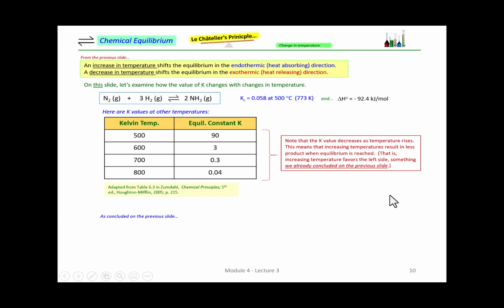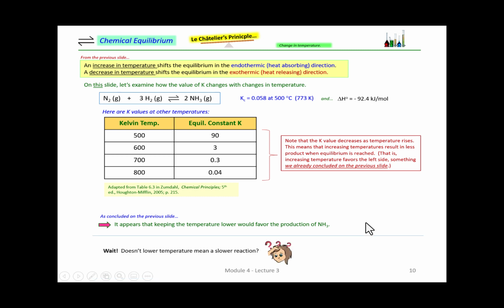So it appears that keeping the temperature lower would favor the production of ammonia. But we might have a little problem here because, as you recall, lower temperature means a slower reaction, if you recall from the kinetics module. So maybe we need to use a catalyst here.